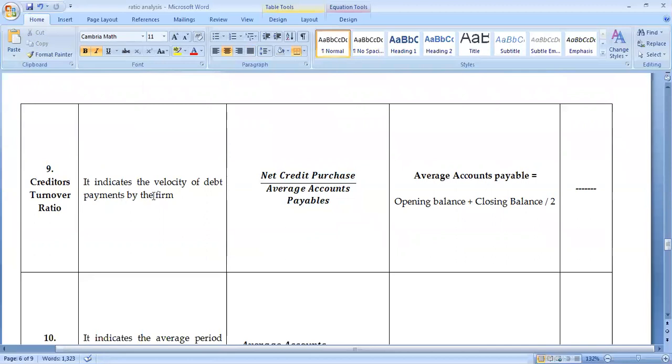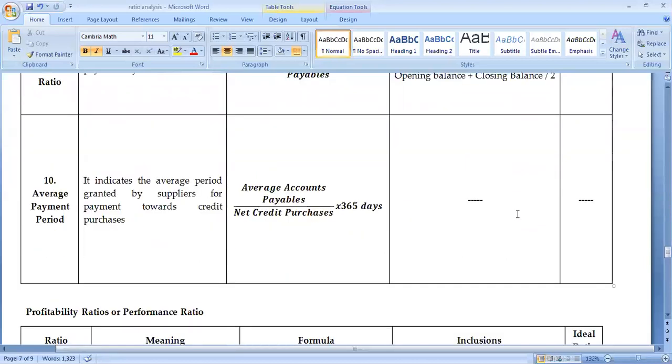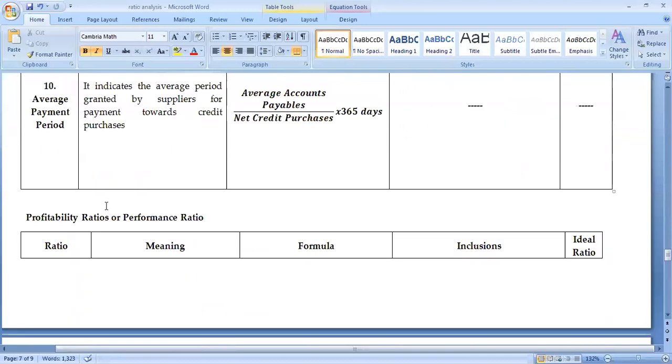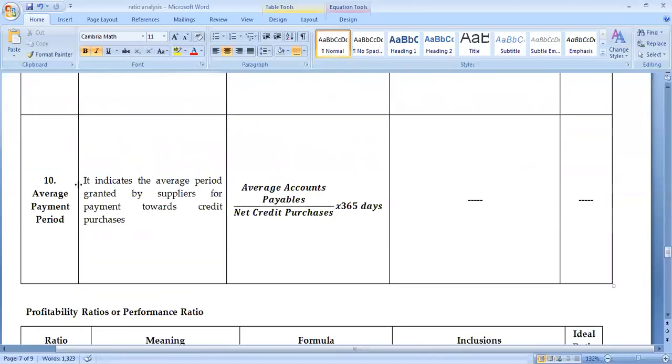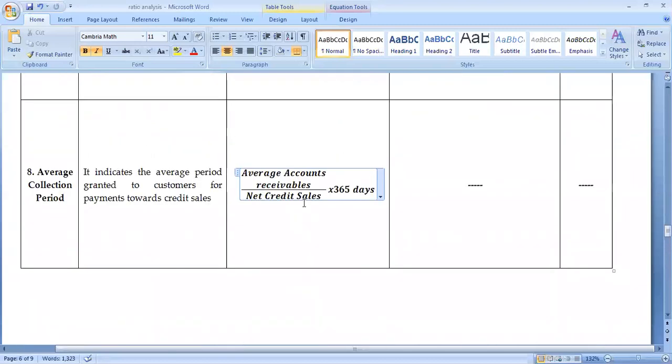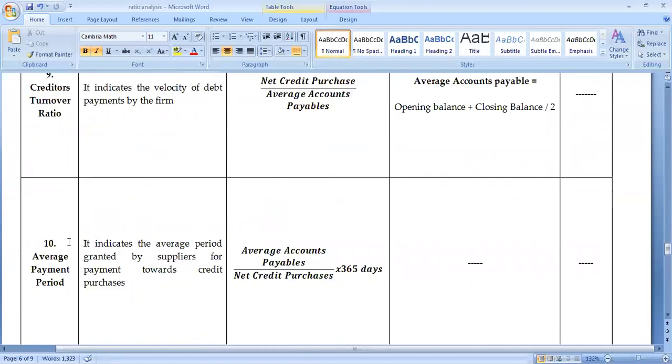Credit turnover ratio indicates the velocity of debt payment by the firm. Soundness. Net credit purchase divided by average accounts payable. So here also average accounts payable will be opening plus closing divided by 2. And also there is the average payment period, which is going to indicate average accounts payable compared with the net credit purchases. See here, it is net credit sales for average collection period, but for average payment period it changes to credit purchases.